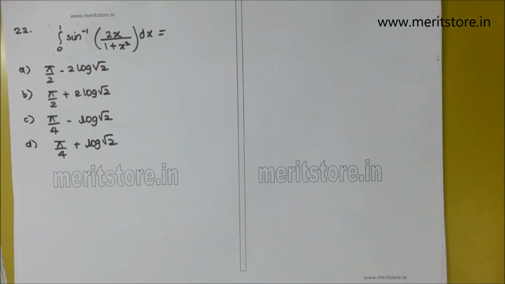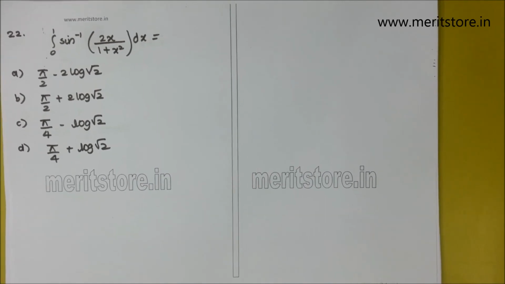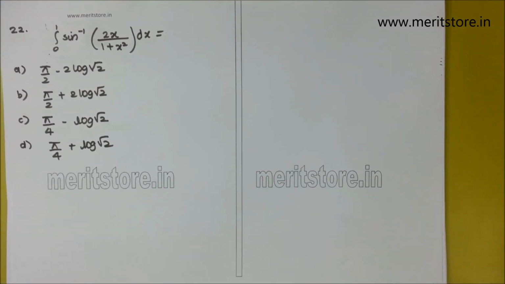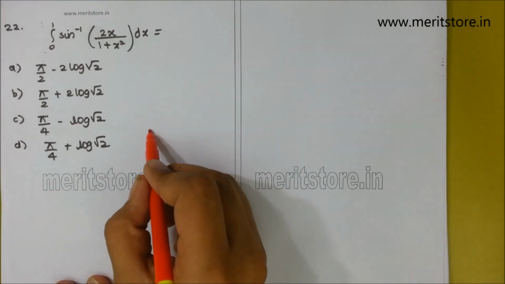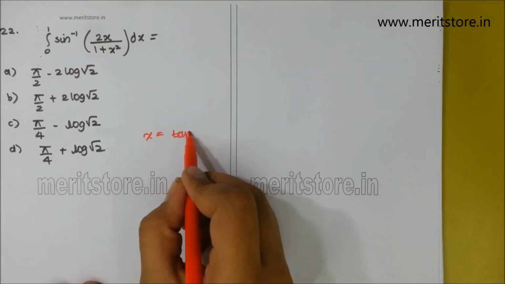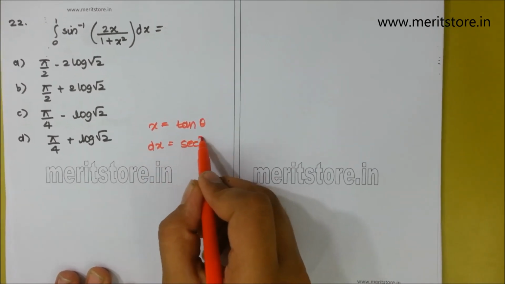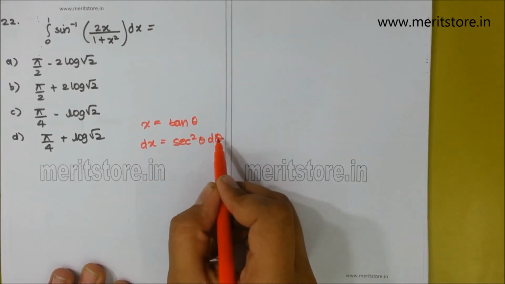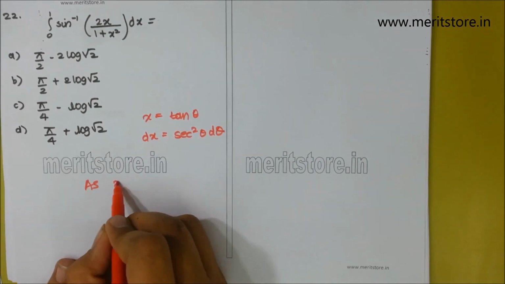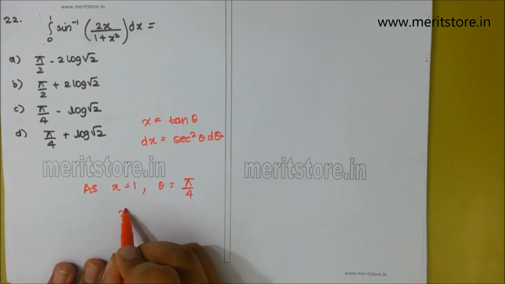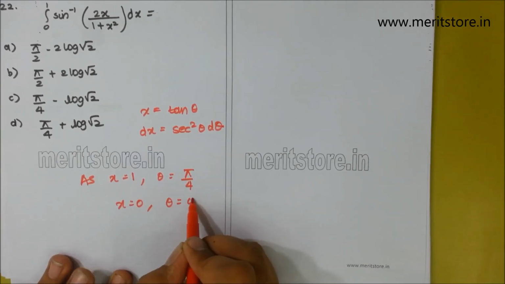Question number 22. Integration from 0 to 1 of sine inverse of 2x upon 1 plus x square dx is equal to. Now to solve this question, we can even put x is equal to tan theta. Differentiating both the sides, what we get is dx is equal to sec square theta d theta. As x is equal to 1, theta will be pi by 4. X is equal to 0, theta will be 0.